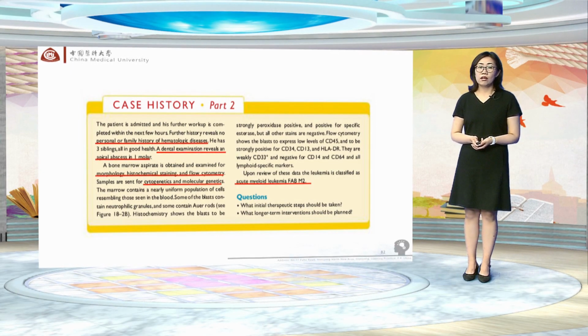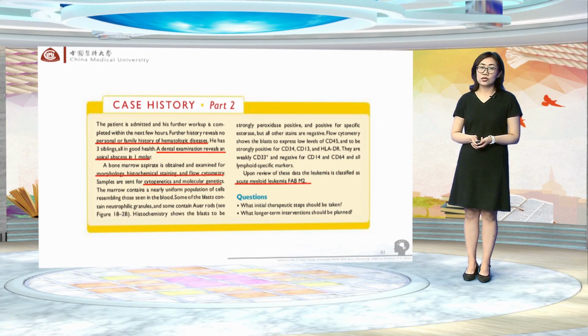Further history reveals no personal or family history of hematological disease. He has 3 siblings, all in good health. Further dental examination reveals a typical abscess in the first molar, which means he has an infection. Then the MICM examination should be done immediately.